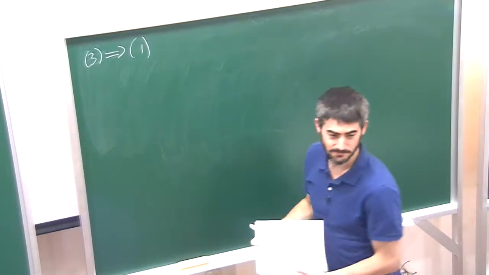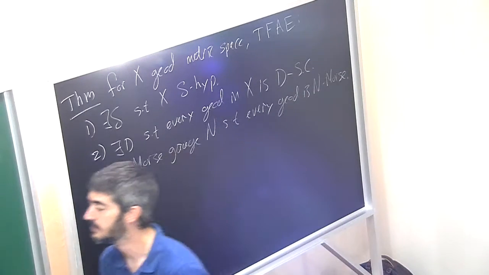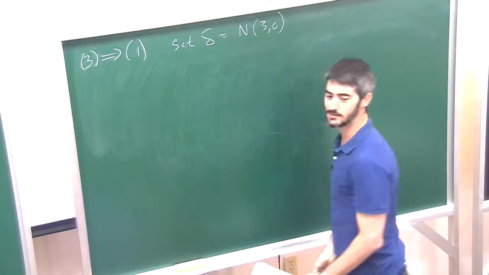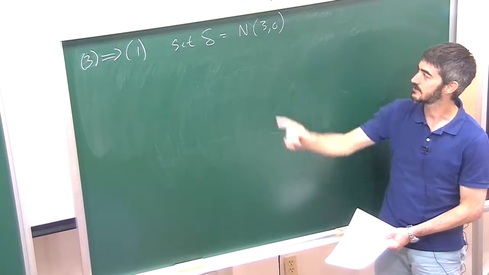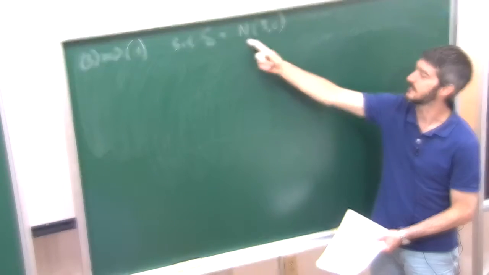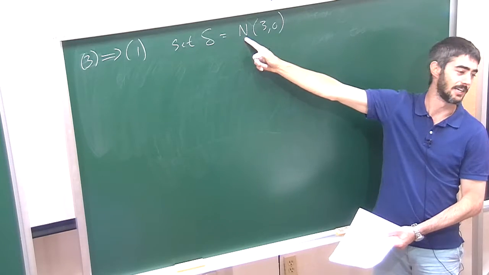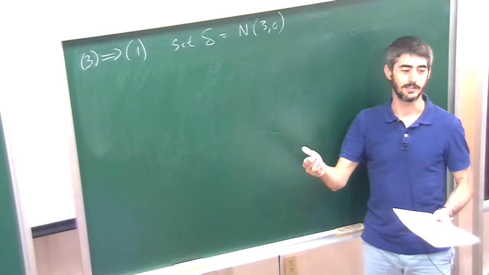So 3 implies 1. So what are we assuming now? We're assuming that there exists a Morse gauge such that every geodesic is N-Morse. Okay, so let me set delta to be the Morse gauge applied to (3, 0). Right, I'm assuming there's some one fixed function like this such that that works. So in particular for (3, 0) quasi-geodesics, there's some number that they always stay within of any geodesic that they start and stop at. Okay, and now what I need to do is prove that triangles are delta thin.